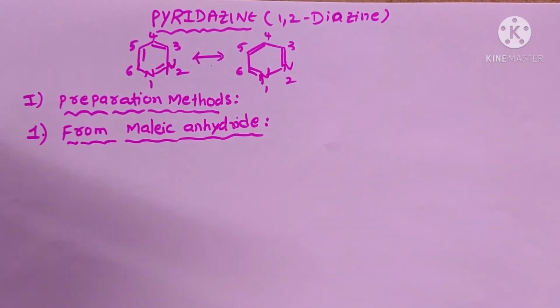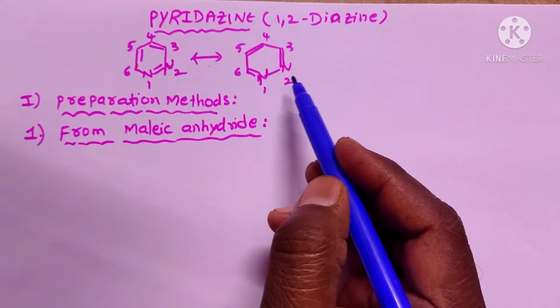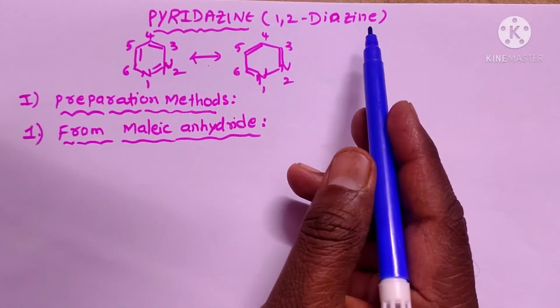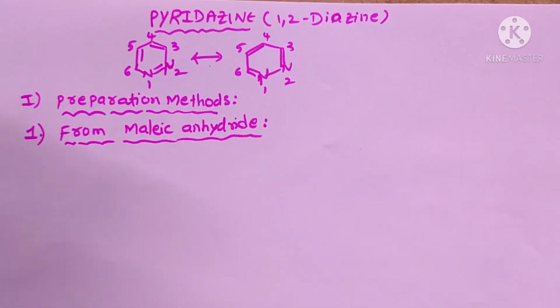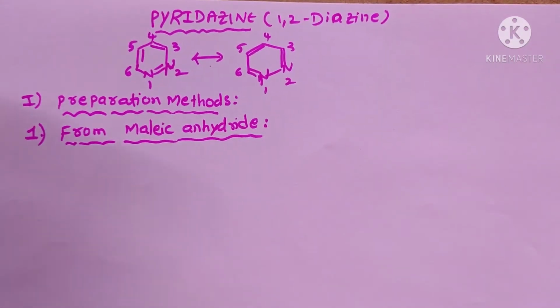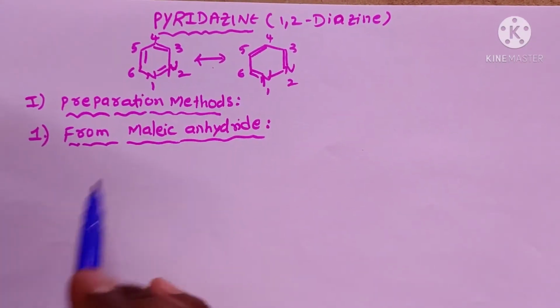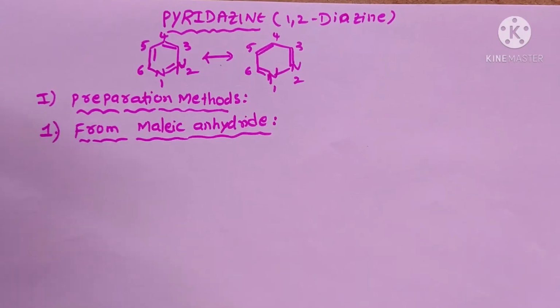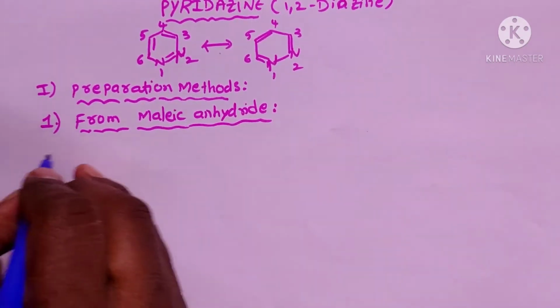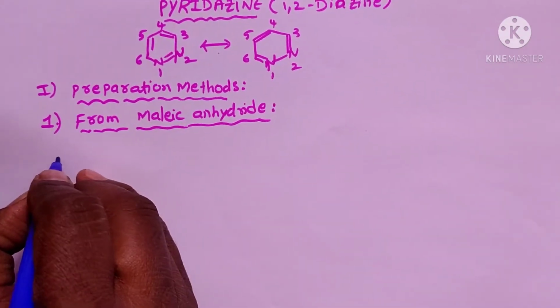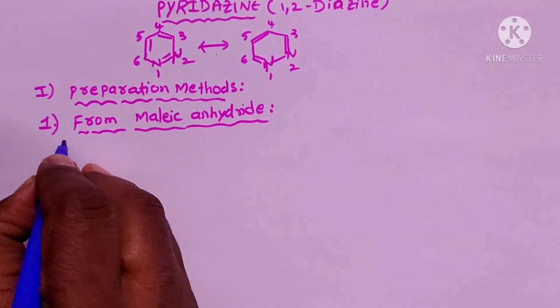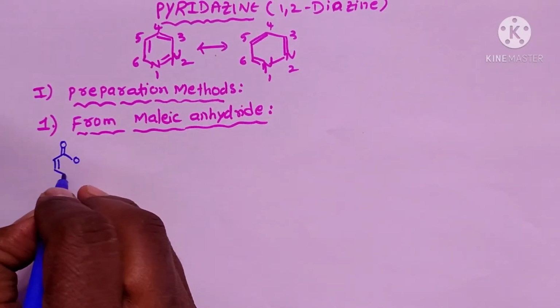Here 2 nitrogen atoms are present on the first and second positions, so that's why it is called 1,2-diazine. Now we go to the preparation methods. Among them, the first one is the preparation of pyridazine by using maleic anhydride. We know the structure of maleic anhydride very well. The structure of maleic anhydride is like this.